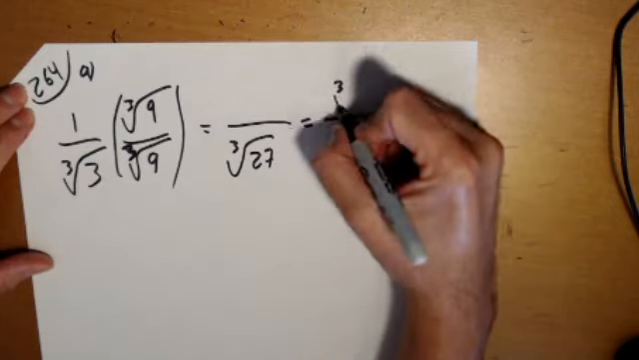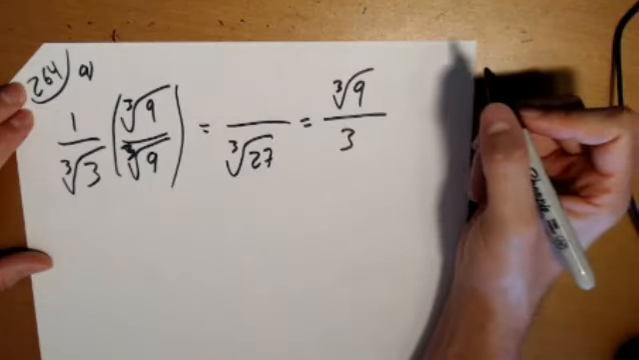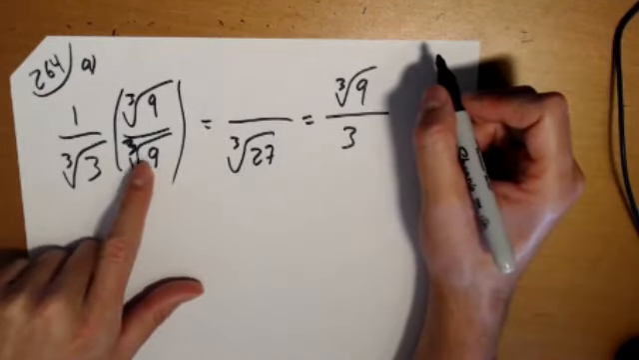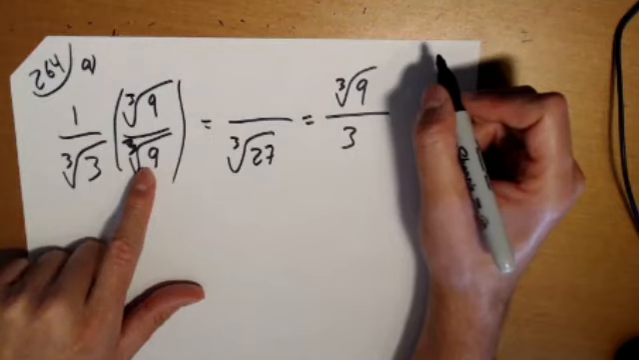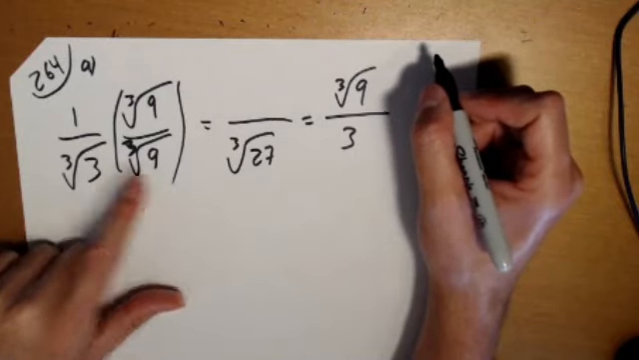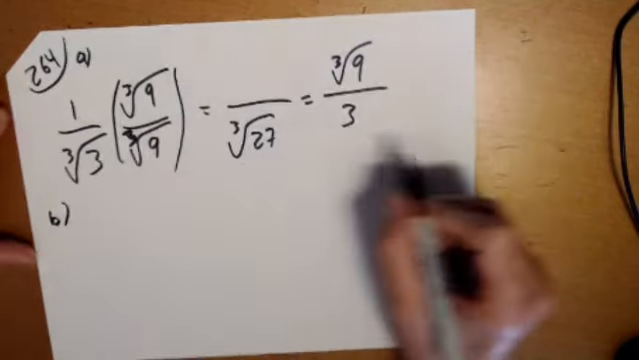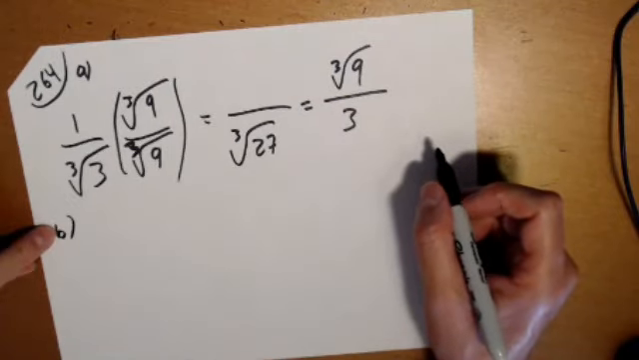Multiply across, cube root of 9. So you have to actually think now about what goes here. Because if it's a square root, then it's just real easy. But if it's a cube root or fourth root, you gotta stop and think about it.